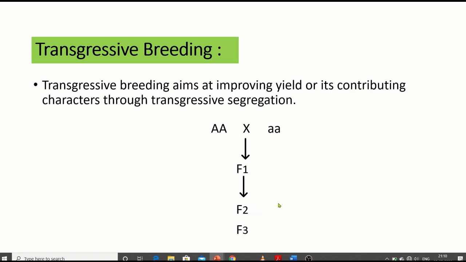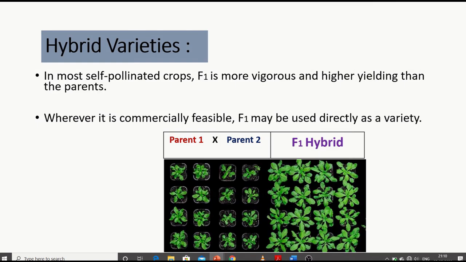Okay, selection of genotypes from these transgressive segregants is another breeding perspective, and it is called transgressive breeding. Okay, again transgressive breeding is selection of superior progenies from F2, F3, F4 generations. Okay, not from F1. Okay, so this is again another breeding method.